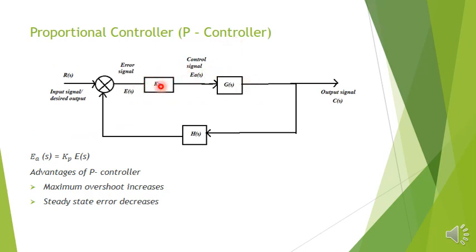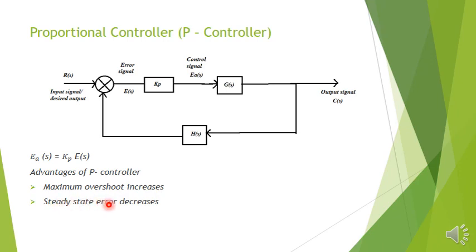In this controller, the control signal is proportional to the error signal. So the output of the controller is proportional to the input. That is, the control signal EA of S is proportional, KP linear, KP E of S. In this case, this control signal is given to the plant G of S, and it produces the output C of S. So what are the advantages of this kind of proportional controller? The first advantage is that it increases the maximum overshoot. So suppose if you want to increase the maximum overshoot, then in that case you can use the proportional controller. And also it reduces the steady state error.